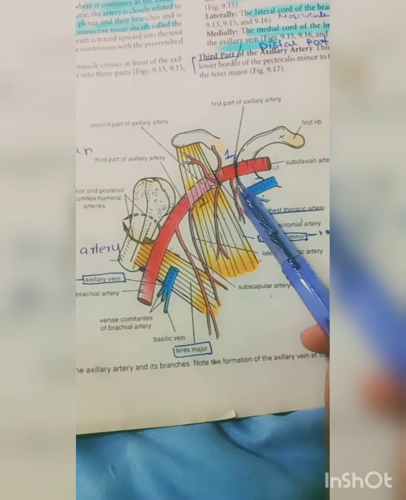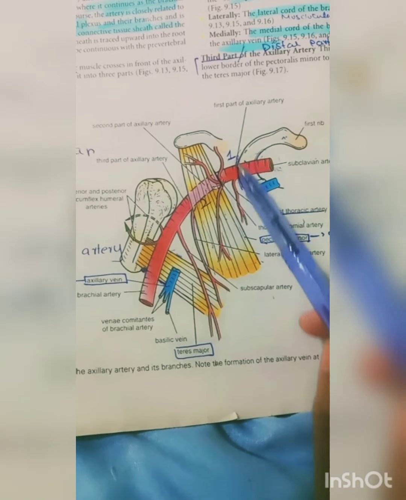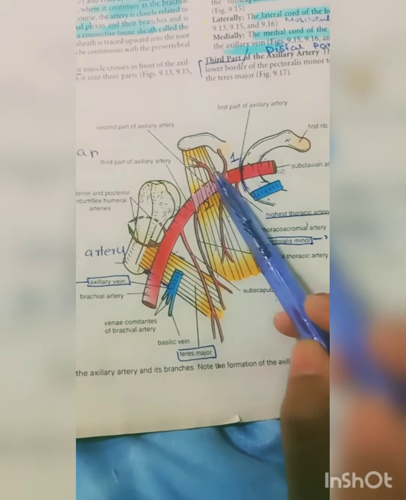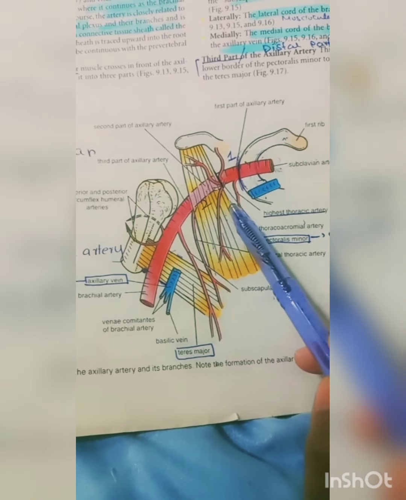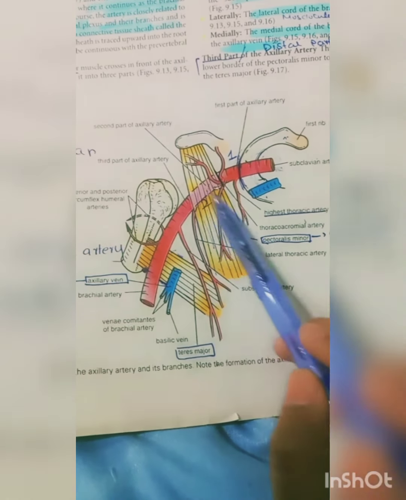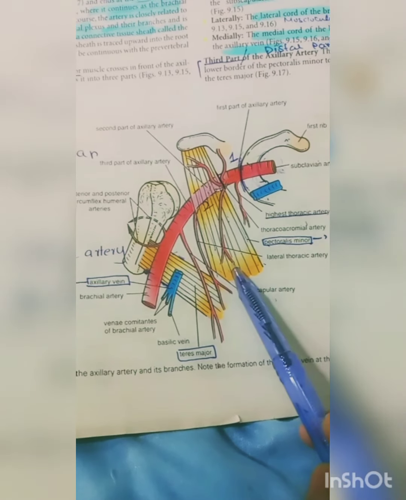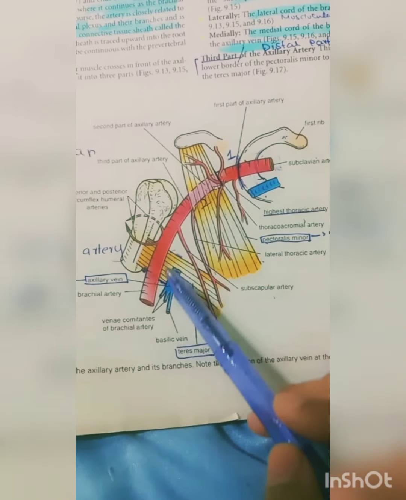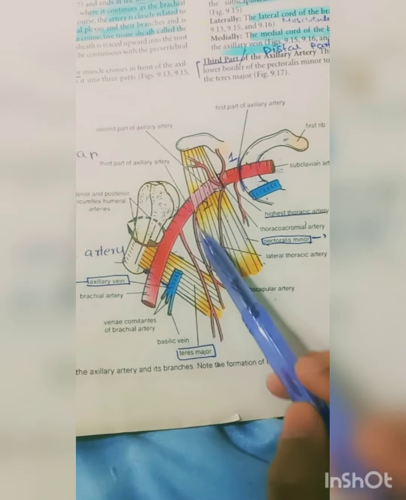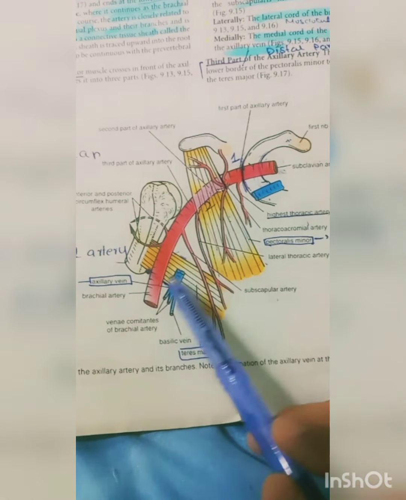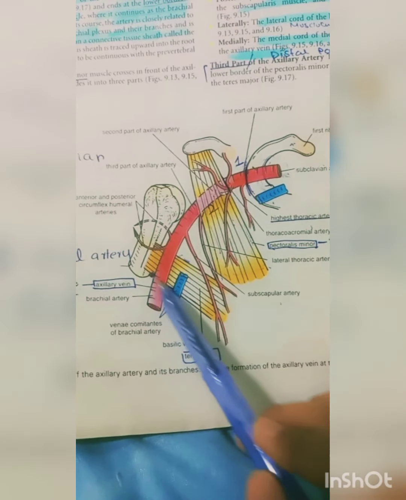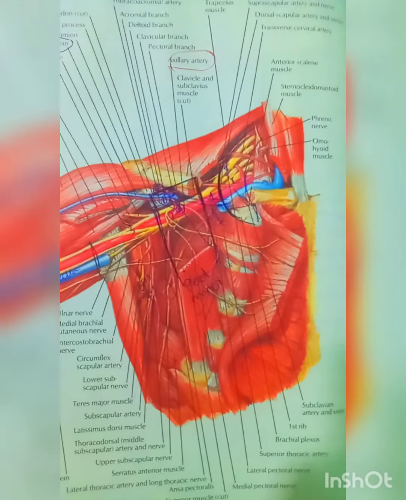The first part of the axillary artery starts from the lateral border of the first rib and ends at the upper border of the pectoralis minor muscle. The second part of the axillary artery is present behind the pectoralis minor muscle, and the third part of the axillary artery starts from the lower border of the pectoralis minor muscle and ends at the lower border of the teres major muscle.